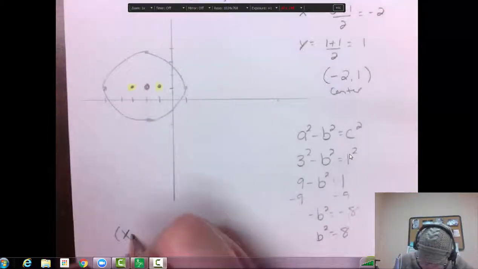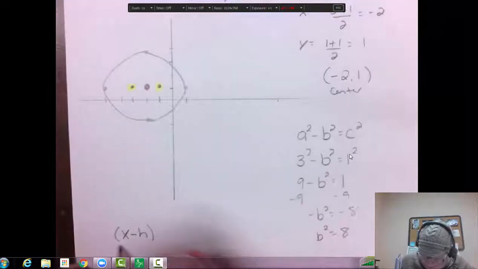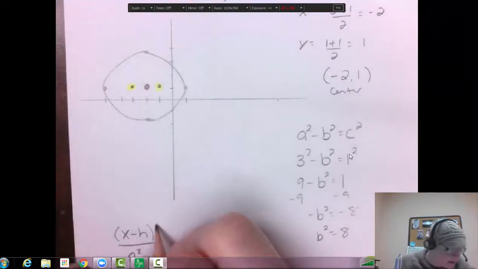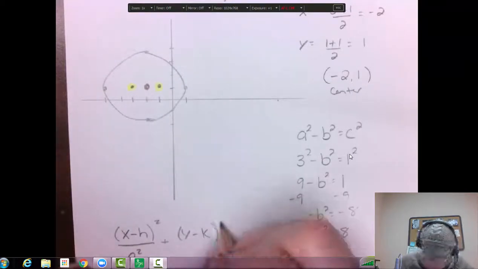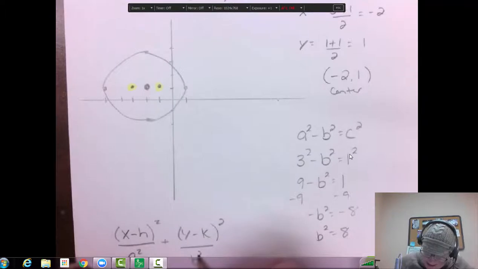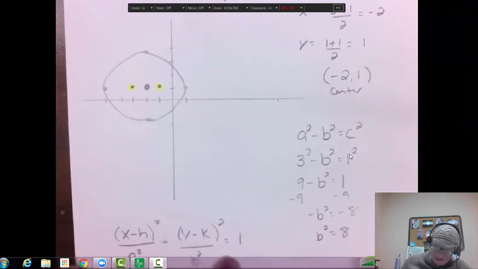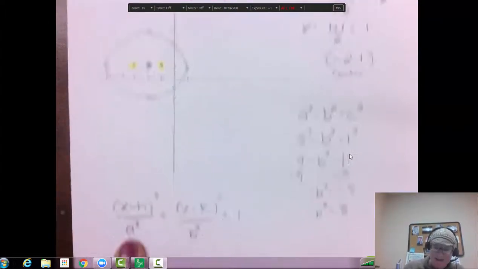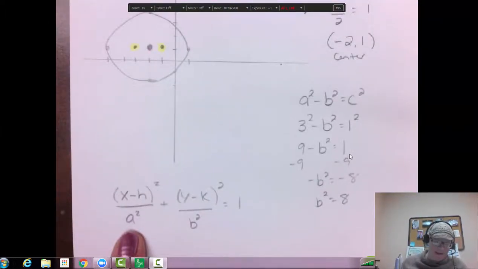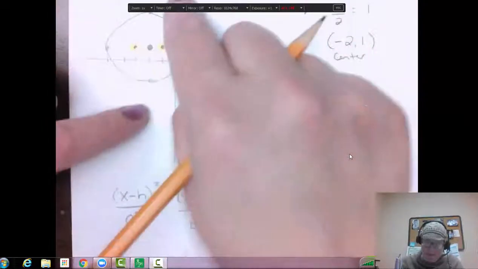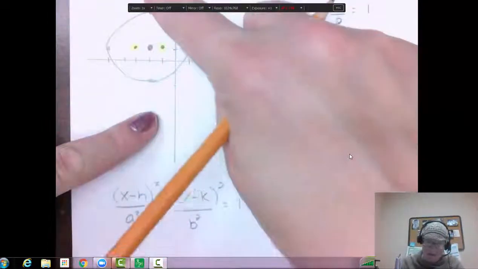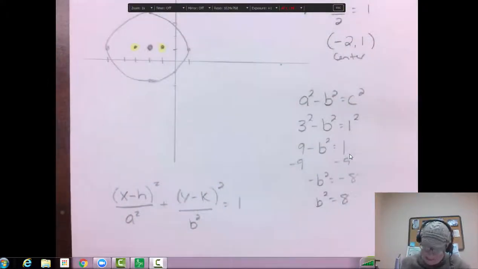So we would have x minus h, this is going to be when the center is not at 0, 0, squared, plus y minus k squared over b squared, and equals 1. And that's our general formula. When I have a squared, it is always going to be your larger number. You could have a squared and b squared switched, and that would make you have a vertical ellipse, right? So this part would be a little bit wider than this way. So it kind of flips the egg the other direction.